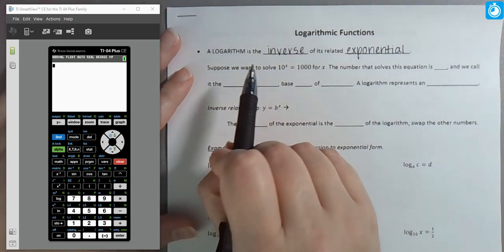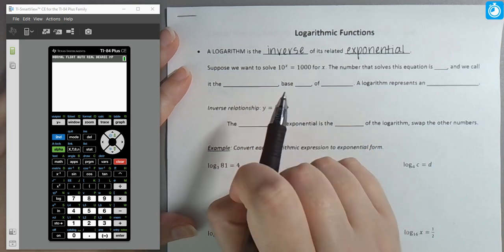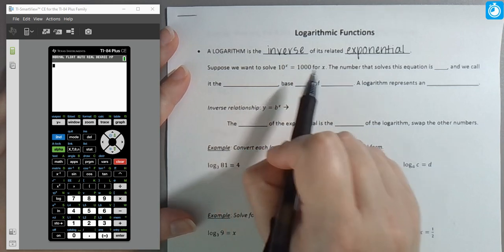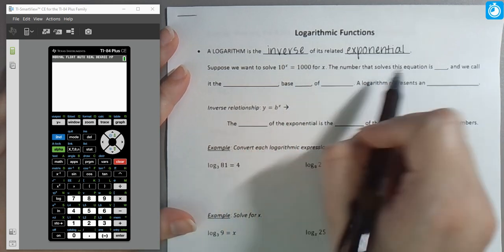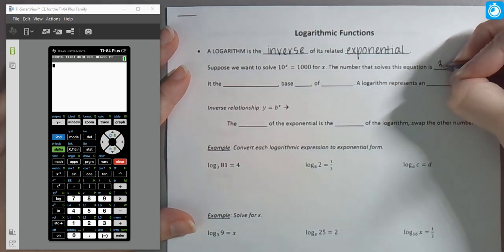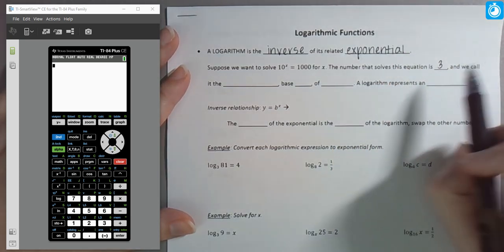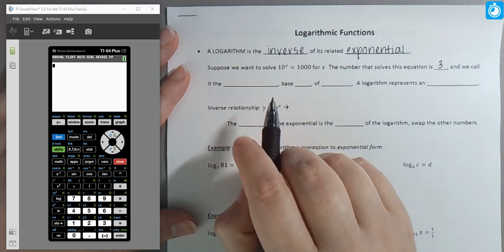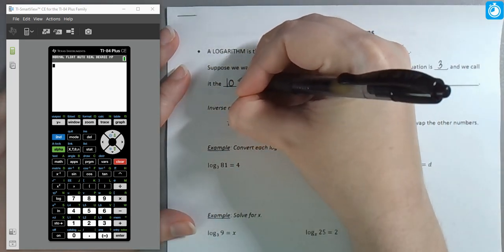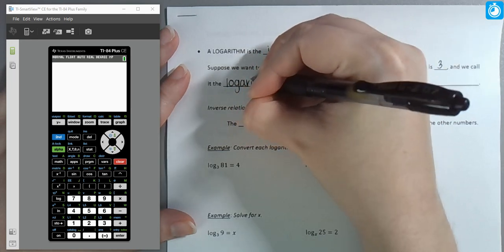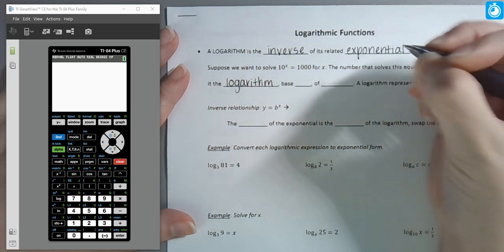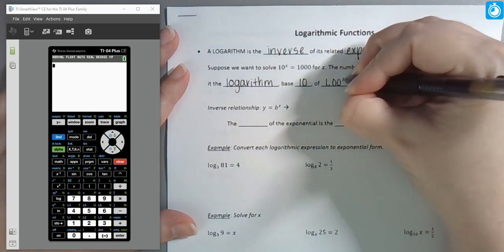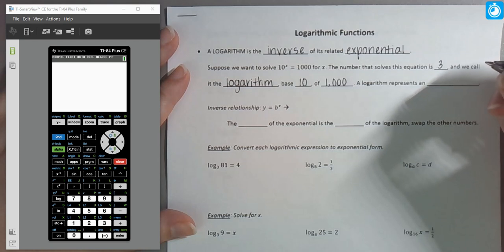Suppose we want to solve this equation for x: 10 to the x power is equal to 1,000. Well, more than likely, you can probably determine in your head what the exponent would have to be to make that true. The number that solves this equation is the number 3, 10 to the third power is 1,000, but the name for the number that solves an equation of this form is a logarithm. Specifically, this is the logarithm base 10 of the number 1,000.